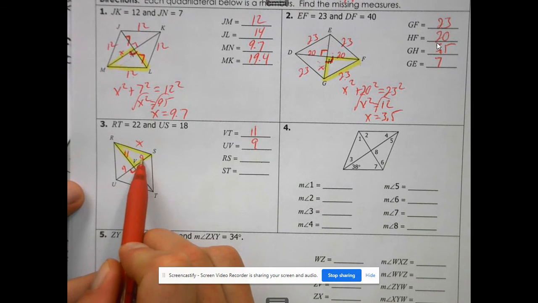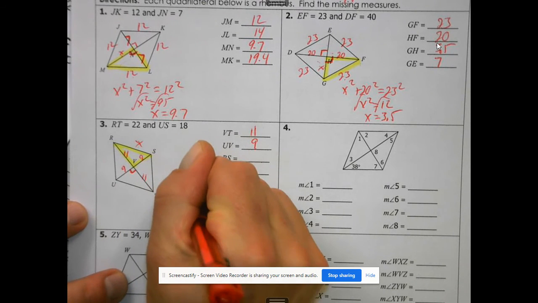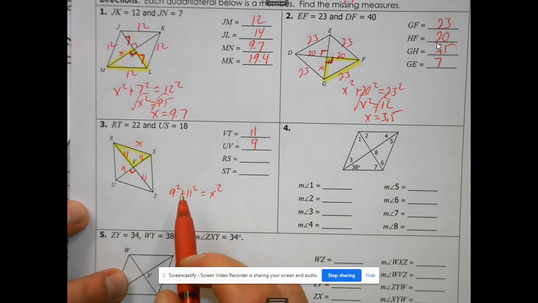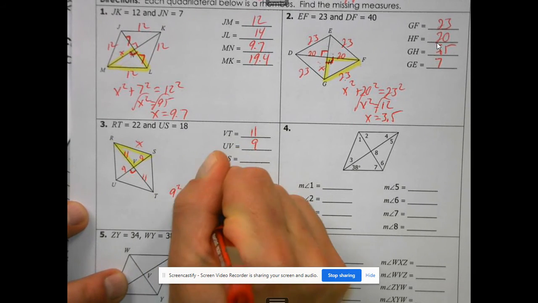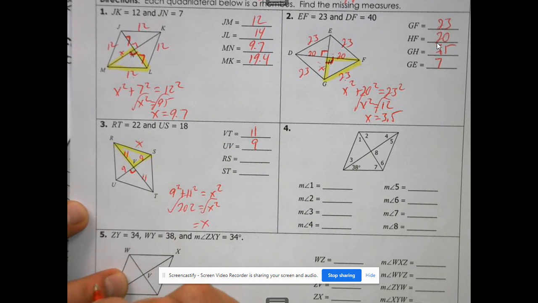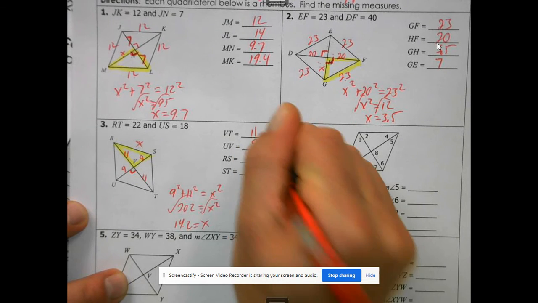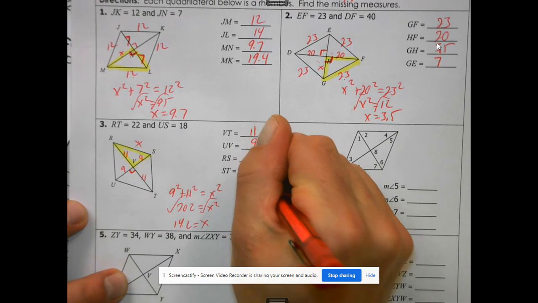A squared plus B squared equals C squared. So 9 squared plus 11 squared equals C squared. 9 squared plus 11 squared is 202. Square root, 14.2. S to T, same thing, right? All sides are congruent, so that's also 14.2.